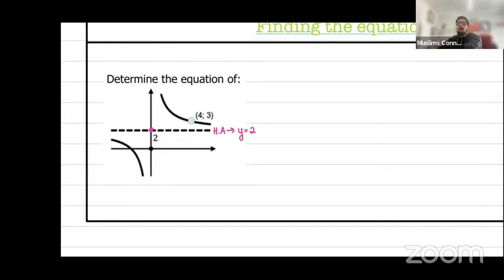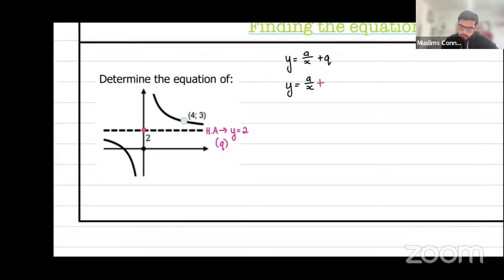Horizontal asymptotes are horizontal lines which take the form y is equal to whatever y value there is. So we know the horizontal asymptote, which is essentially q. Remember, this is a hyperbolic function. It has two parts. Visually it's definitely a hyperbolic function, so it's y is equal to a over x plus q. So we already know from the graph that y is equal to a over x plus 2. We know a part of it. Where did we get 2 from? We know that the horizontal asymptote is that value.